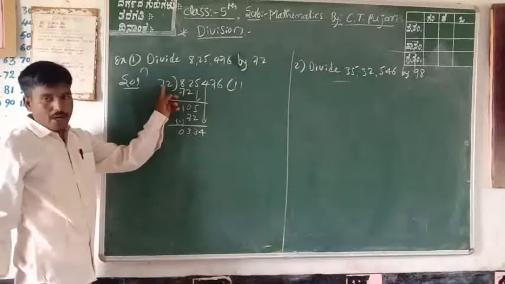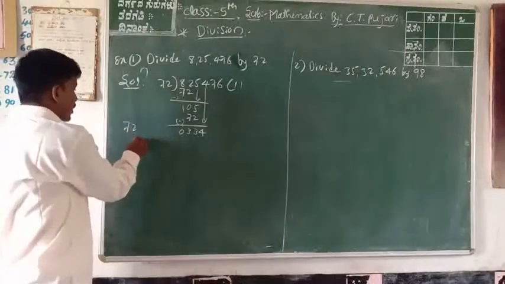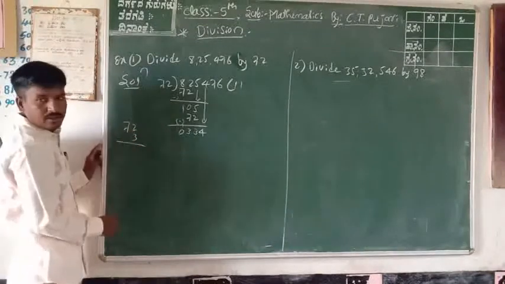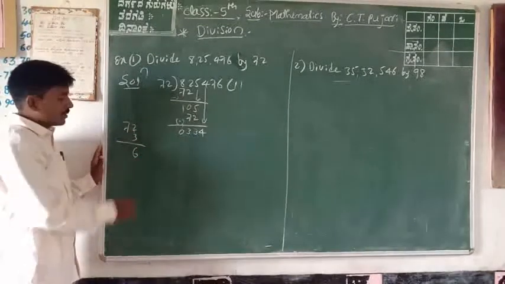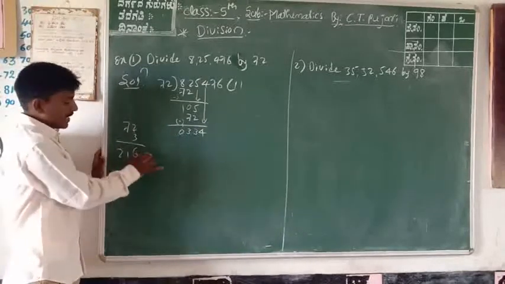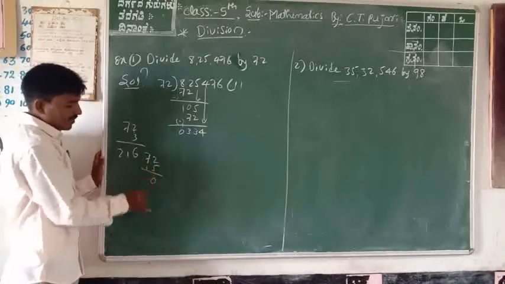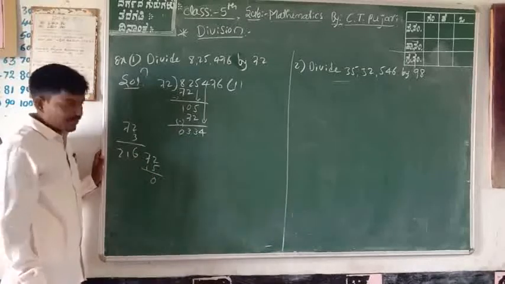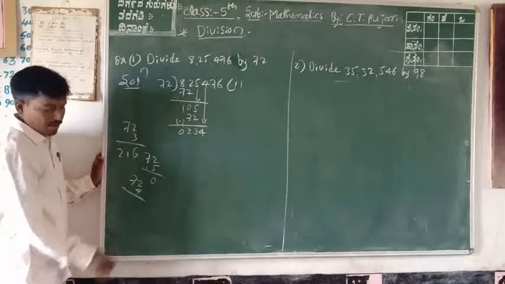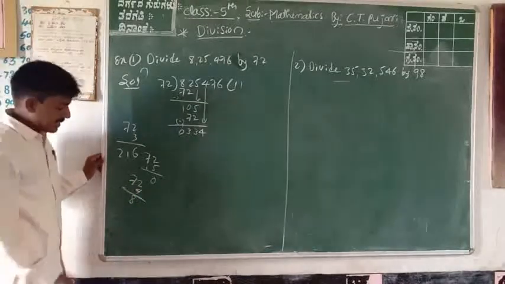Next, 72, you can take multiplication. 72 into 3: 3 twos are 6, 3 sevens are 21, so 216 is there. This is 300-something. Again you can take 72: 5 twos are 10, 5 sevens are 35. That's also more. You can take 72: 4 twos are 8, 4 sevens are 28.